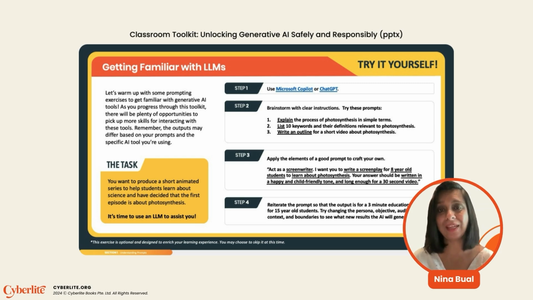And once you've done that, step 4, reiterate the prompt so the output is for a 3-minute educational video for 15-year-old students, changing the persona, objective, audience, context, and boundaries to foresee what new results the AI will generate. Please take your time, pause here, and go through this try it yourself.